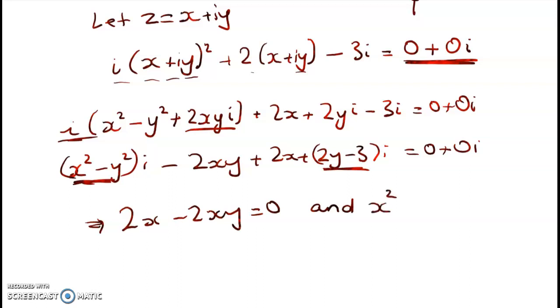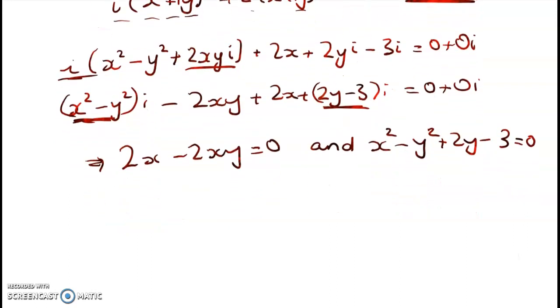So x squared, what have I got? x squared minus y squared plus 2y minus 3 equals 0. So please don't stop watching if you think you've got it this far, because most of you have gone wrong at about this point.